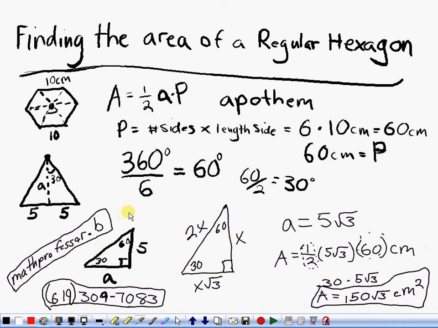Always know that when you're dealing with a hexagon, it's going to be a 30, 60, 90 triangle, so you don't have to use trig for this one.